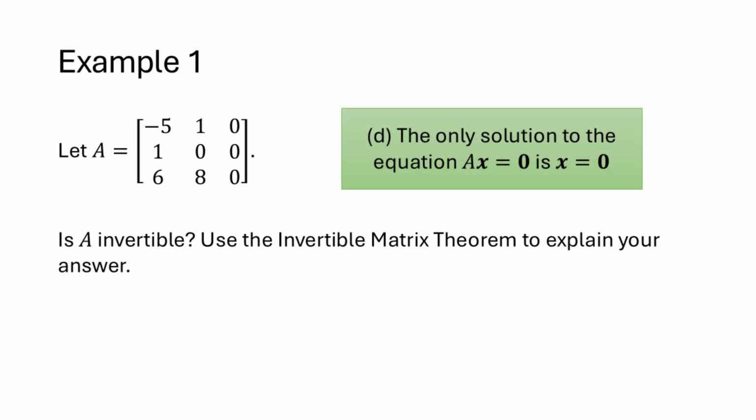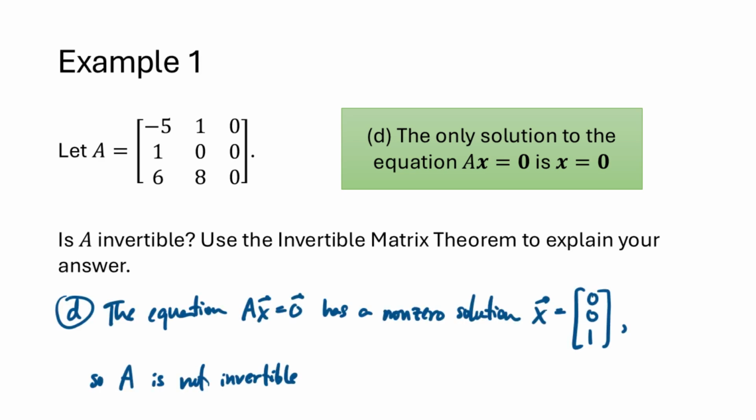Well, let's think about statement D. Statement D says that the only solution of the equation Ax = 0 is x = 0. And if we notice, this matrix has a column of all zeros. So how could we use that column of all zeros to our advantage to try to find a non-zero solution to the equation Ax = 0?